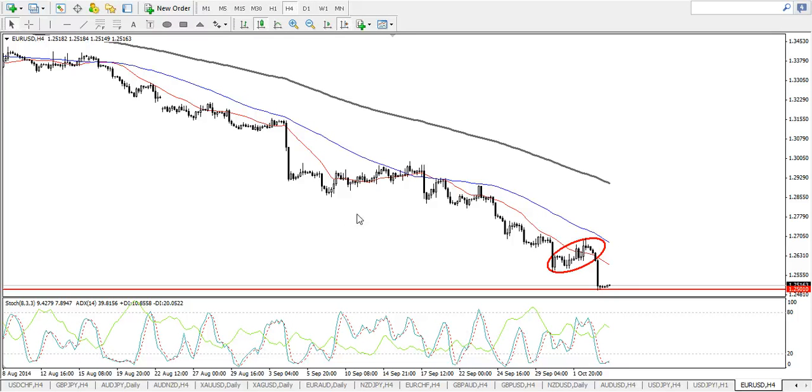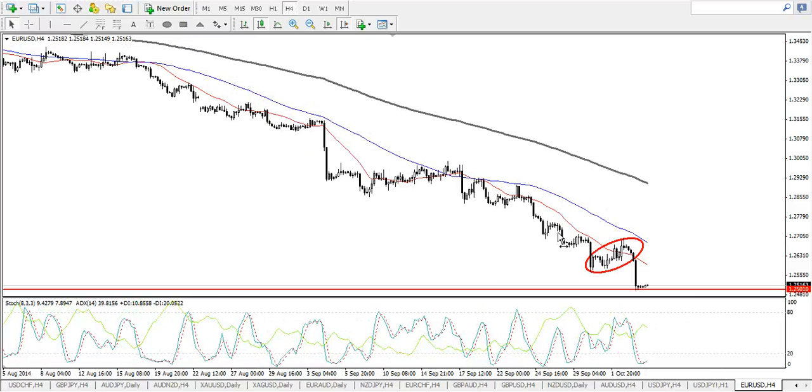So right now we will just wait for a retracement level again. Stochastic has already suggested oversold as well. Alright, so that is all for the euro against the US dollar, and of course that is all for today.